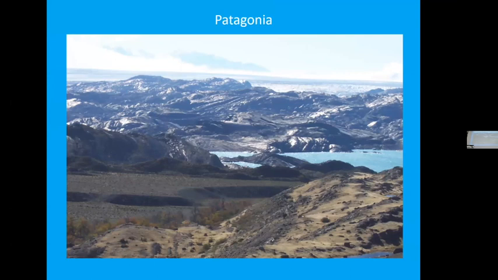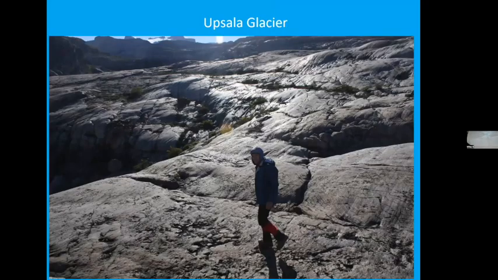This is the Uppsala Glacier in Patagonia. I can't get rid of that thing at the top, but there's the Andes in the background. This is the glacier. And all this is rock that's really eroded by glaciers. There's my colleague, Jorge Stralin. And this is all, we call this scouring.